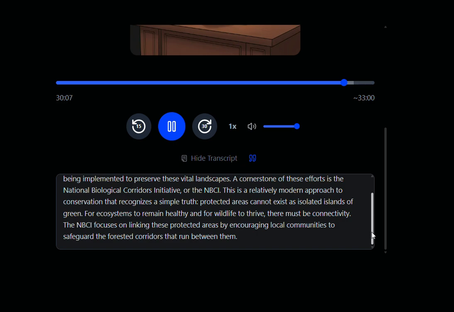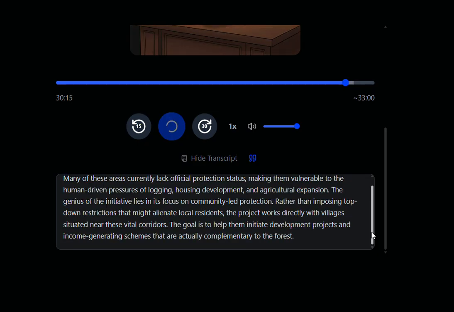The NBCI focuses on linking these protected areas by encouraging local communities to safeguard the forested corridors that run between them. Many of these areas currently lack official protection status, making them vulnerable to the human-driven pressures of logging, housing development, and agricultural expansion. The genius of the initiative lies in its focus on community-led protection.